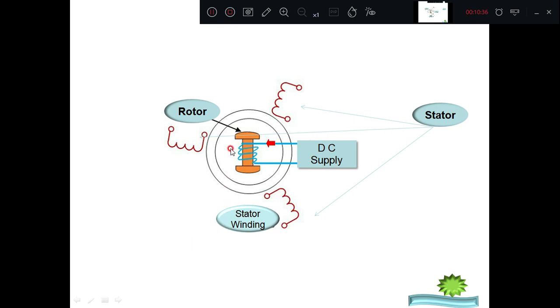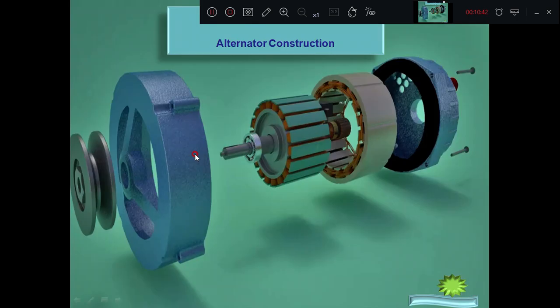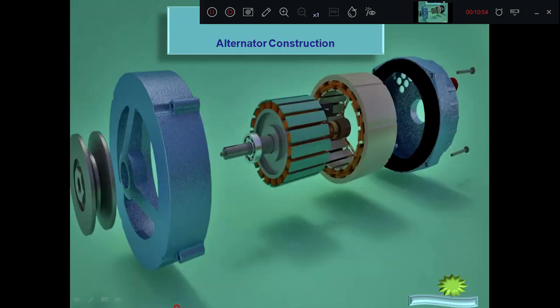See, these are the projected poles. It is inside the stator. And the armature conductors are housed on the stator. That is, the armature is the stationary part, that is the stator. You can see here the assembled alternator. You can see here, this is the rotor.